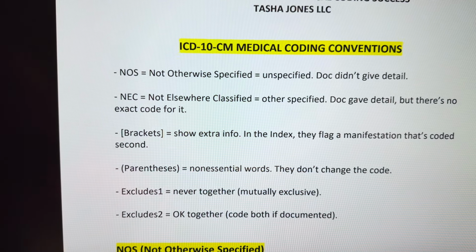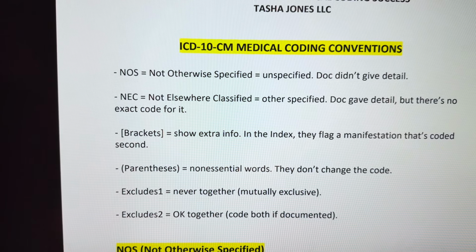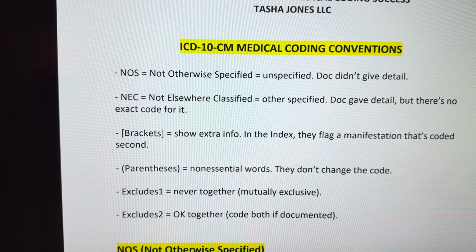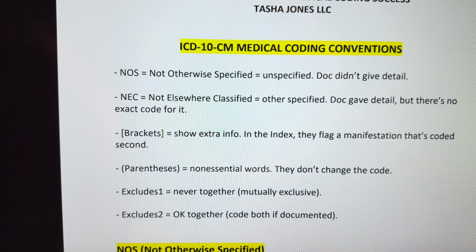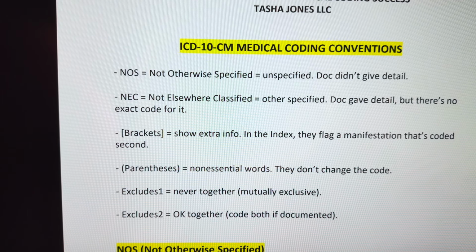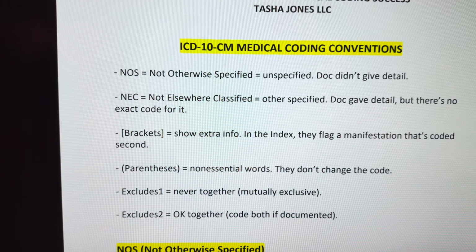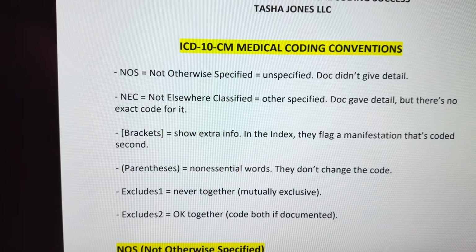Here we go. We're going to start with NOS. NOS is not otherwise specified or unspecified. That means the doc didn't give detail, all right? And we'll look at examples later. NEC is not elsewhere classified. I want to point out to you guys, all right? NOS, not otherwise specified. NEC, not elsewhere classified or other specified. The doctor or the physician gave detail, but there's no exact code for it.